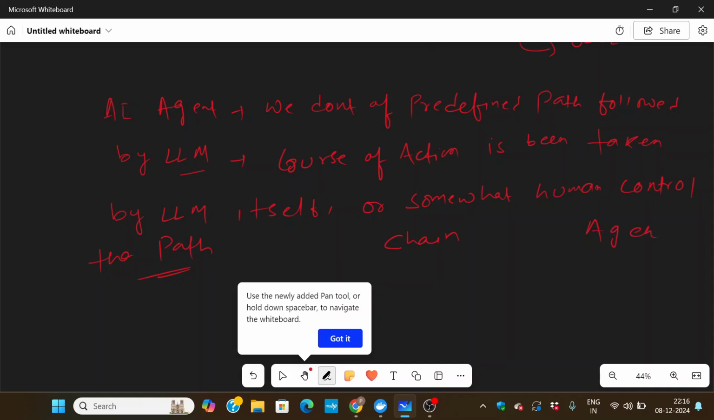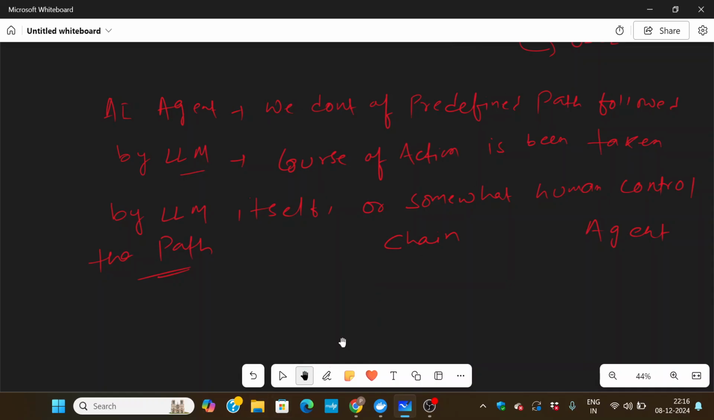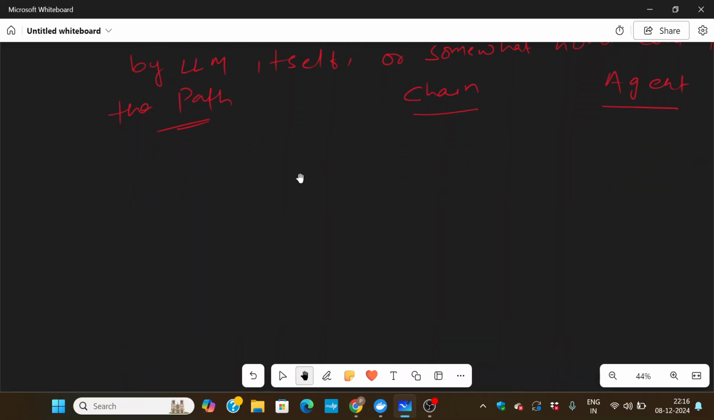So first of all, you have to be very specific about what the difference between chain and agent is. Now the question arises, why AI agents? I'm giving you one of the examples, guys, so you will be more clear on this.